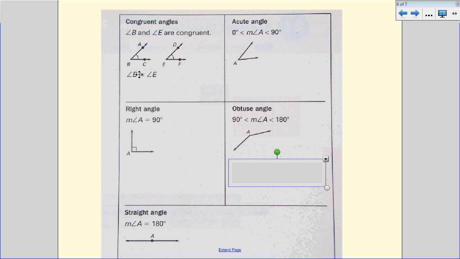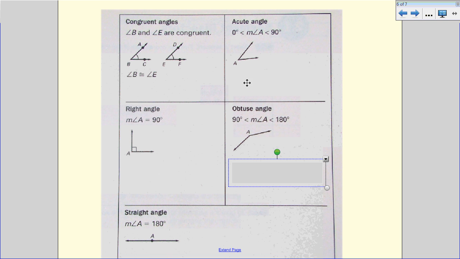Congruent angles. Congruent angles are angles that have the same measure, and so they're going to show that they're congruent by putting just that arc in each of those. So angle A, B, C, or just angle B is congruent. That equal sign with a wave over it is congruent to angle E.